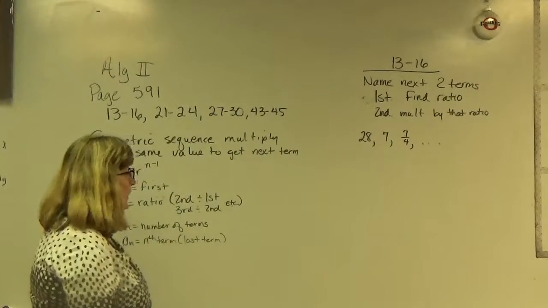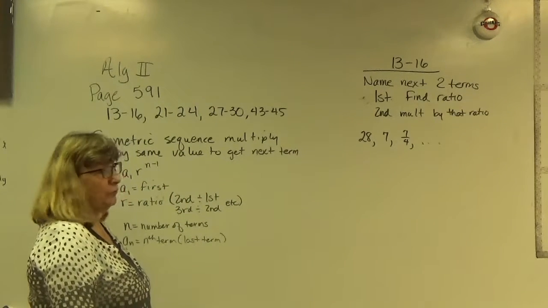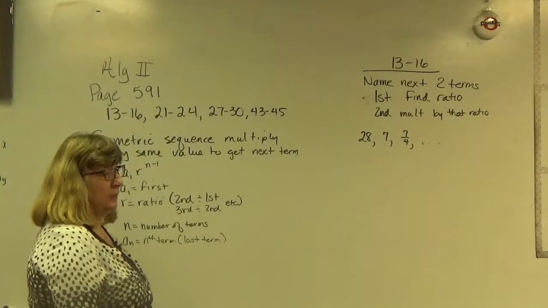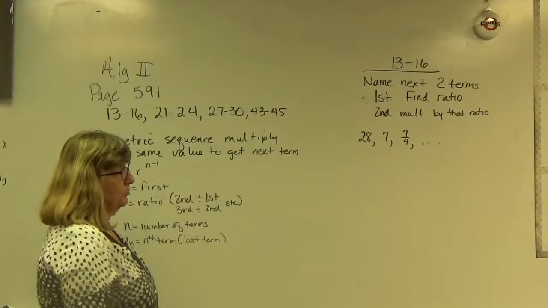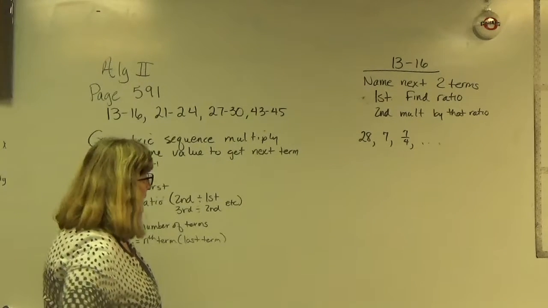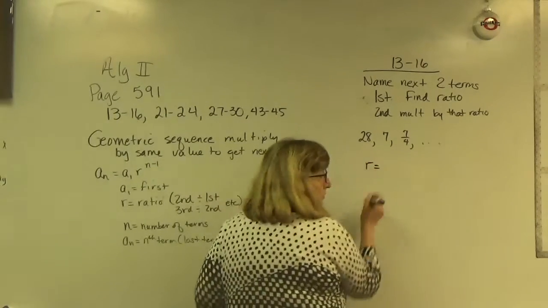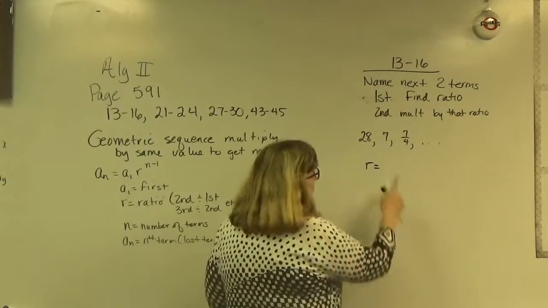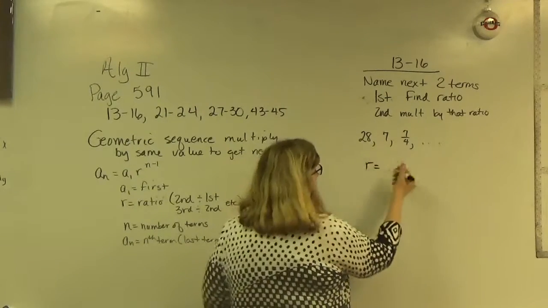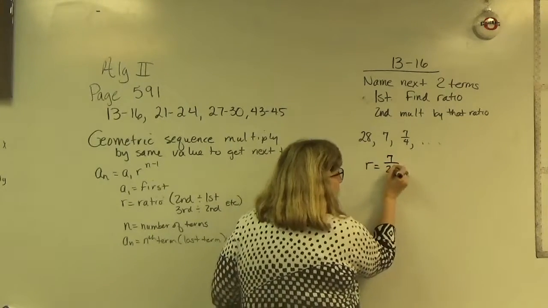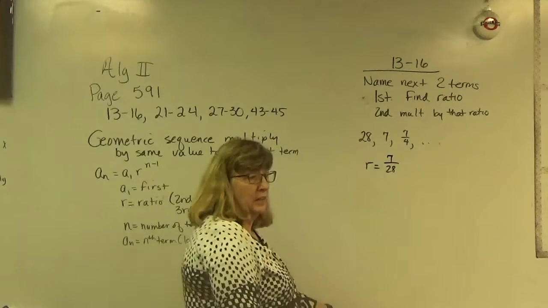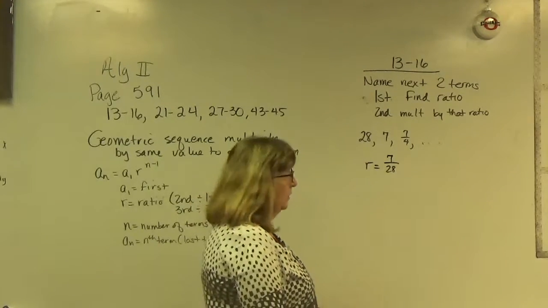Okay, so we have 28, 7, 7 fourths, dot, dot, dot. And again, these are geometric sequences, so you're multiplying by the same thing to get what comes next. So the first thing we want to do is find the ratio. Now, how do we find ratio? Second over first. And I put it in fraction form, that way I'm not going to lose anything and have to worry about working with decimals. Everybody follow what I did?